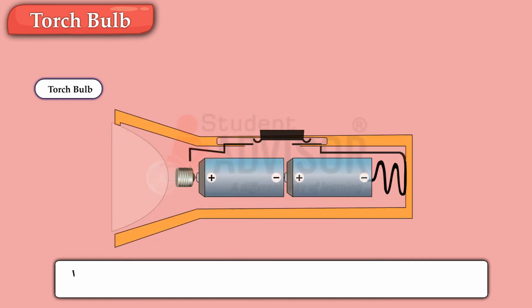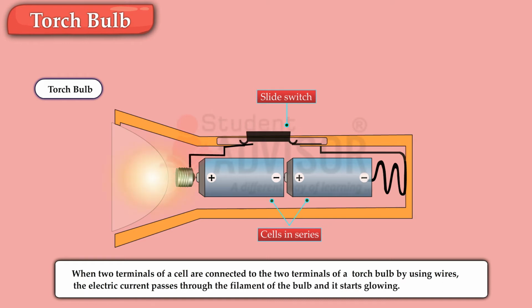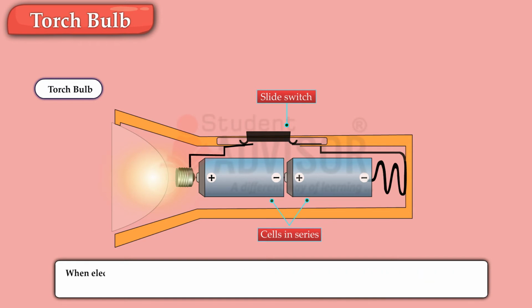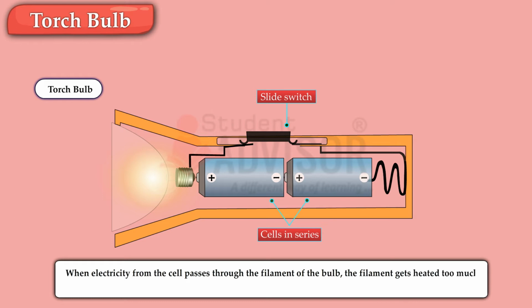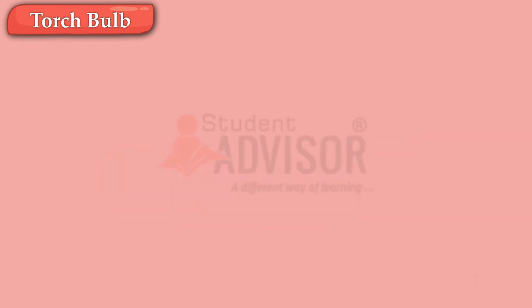When two terminals of a cell are connected to the two terminals of a torch bulb by using wires, the electric current passes through the filament of the bulb and it starts glowing. When electricity from the cell passes through the filament of the bulb, the filament gets heated too much. The filament becomes too hot and starts giving light. A torch bulb converts electricity into light. A bulb connected to an electric cell.